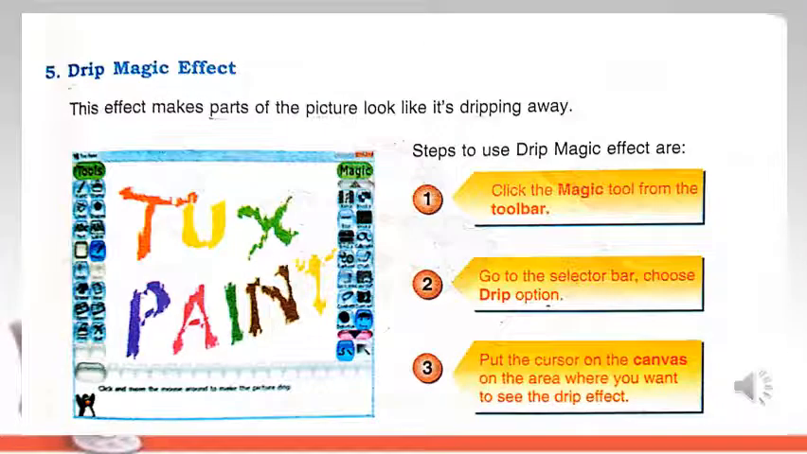Let's see the fifth effect, that is the drip magic effect. This effect makes a part of the picture look like it's dripping away. It has a few steps to use it. Step 1, click the magic tool from the toolbar. Then second, go to the selector bar and choose the drip option. And then put the cursor on the canvas on the area where you want to see the drip effect.